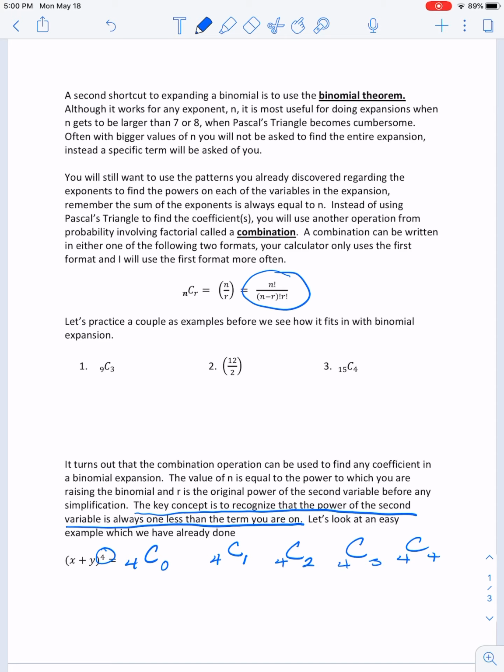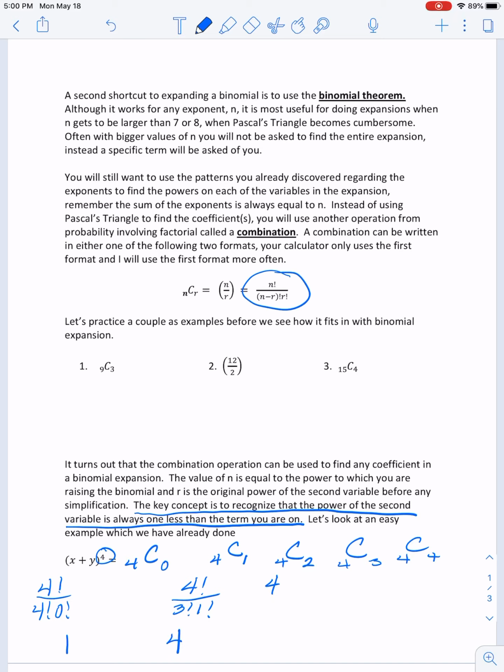So 4 choose 0, let's do each of these separately, would be 4 factorial over 4 minus 0, so 4 factorial, 0 factorial. Well, that's just going to equal 1. Because 4 factorial over 4 factorial is itself. And you knew that all along. The first coefficient is a 1. I'm just trying to show you how this actually agrees with Pascal's triangle. The second one would be 4 factorial over 4 minus 1, so 3 factorial, 1 factorial. And 4 over 3 factorial, everything's going to cancel except for the 4. So you can see that one's going to be a 4.